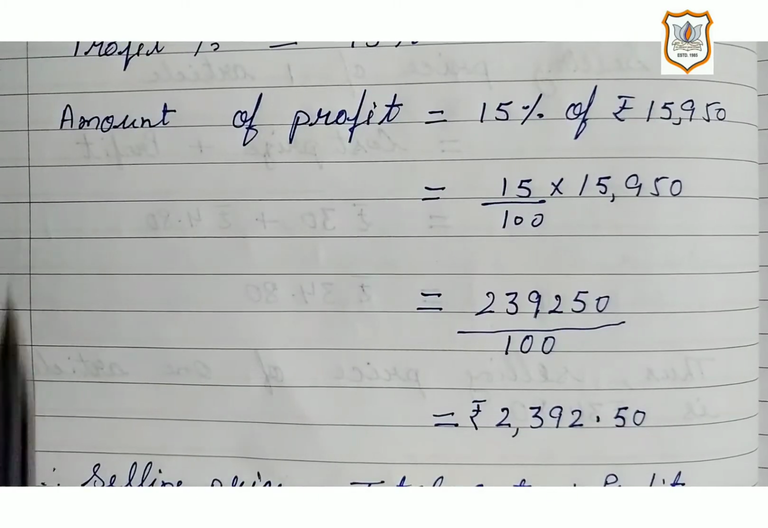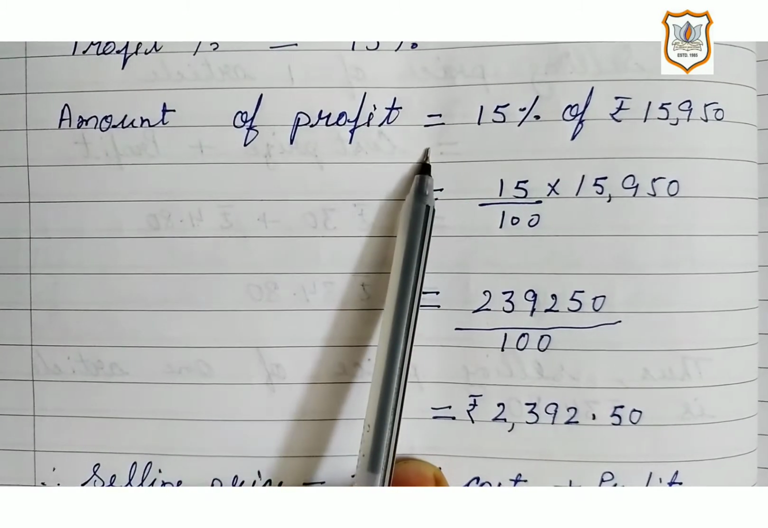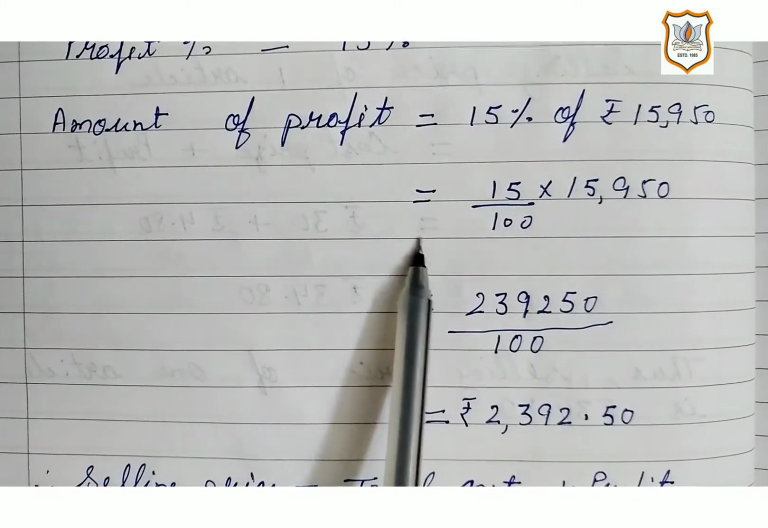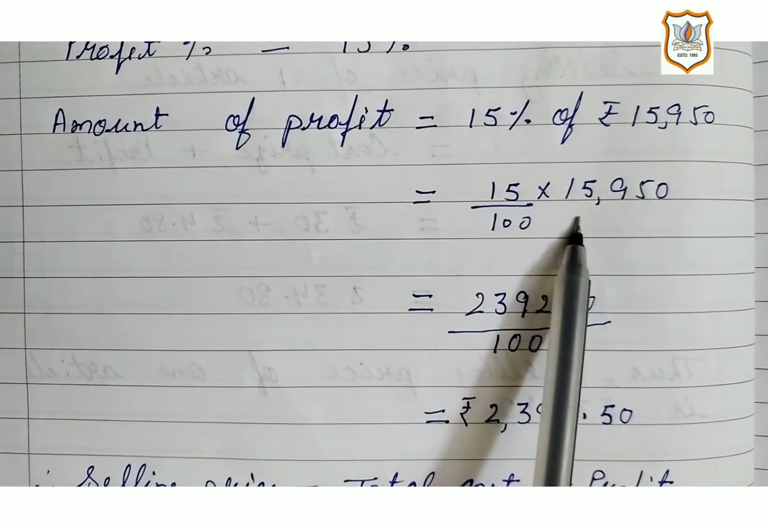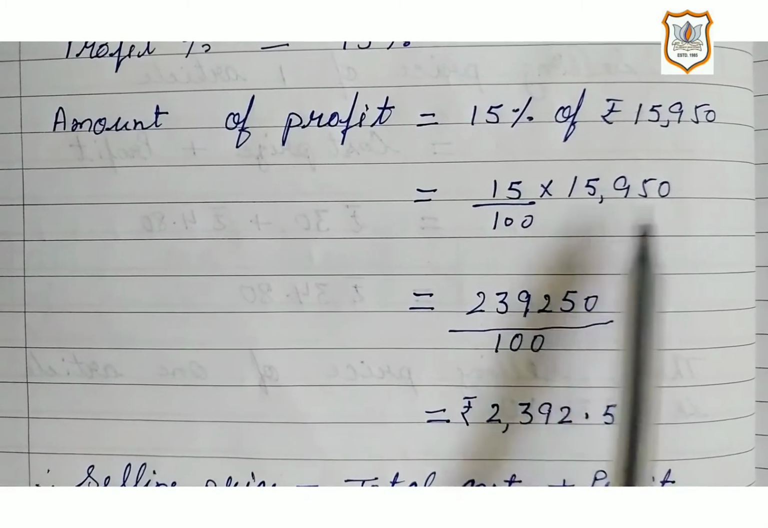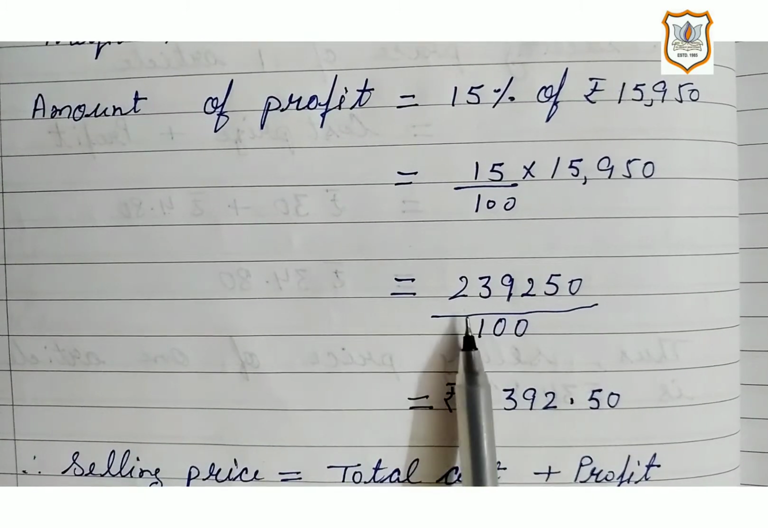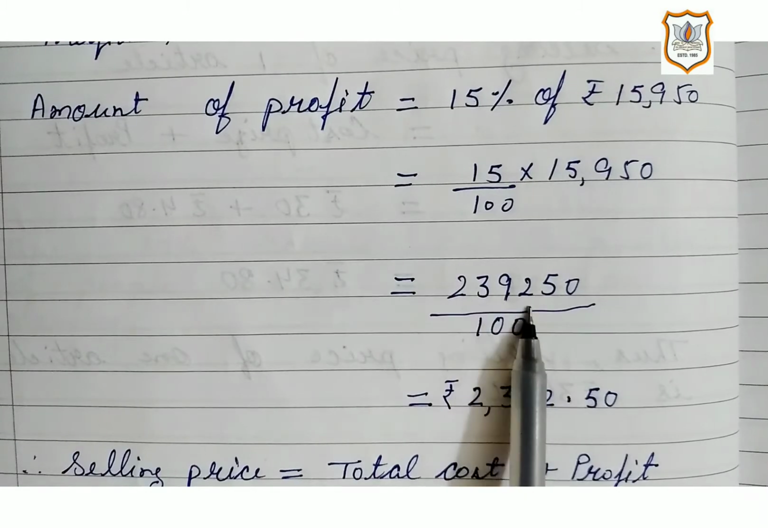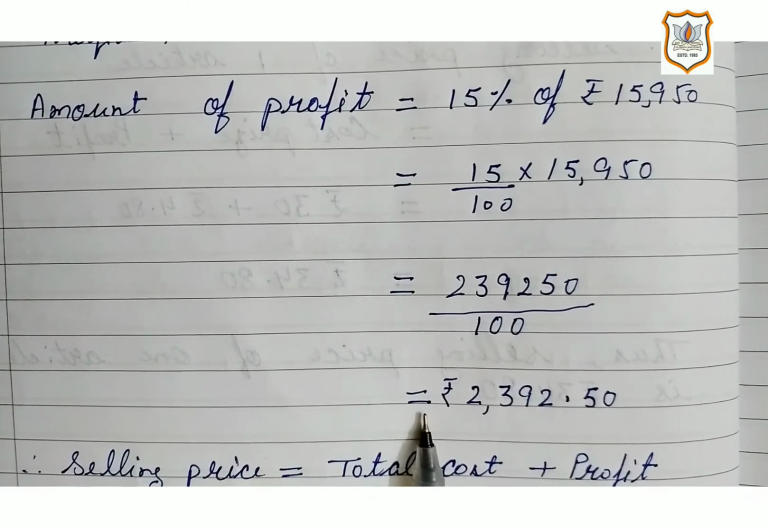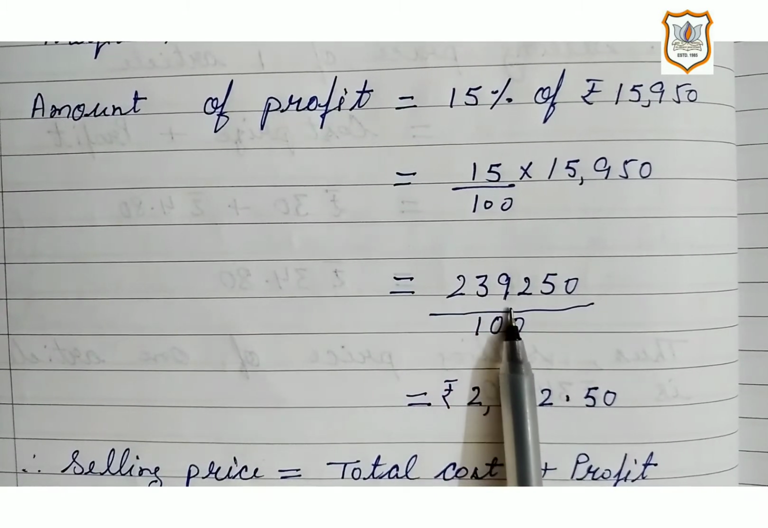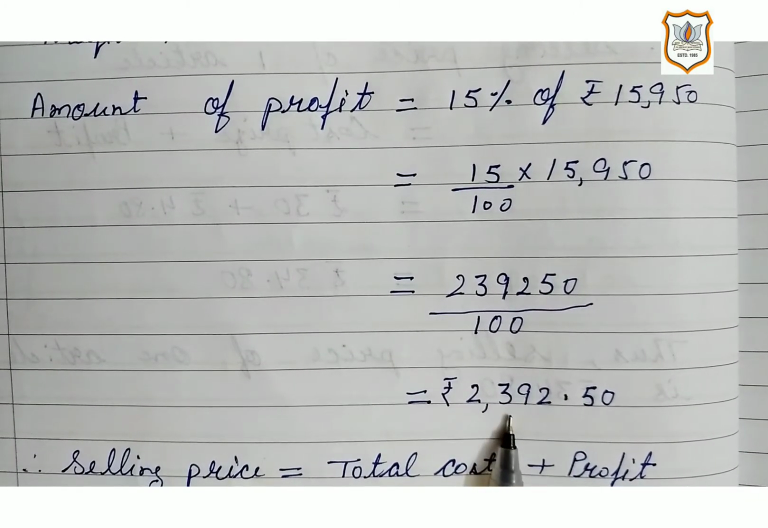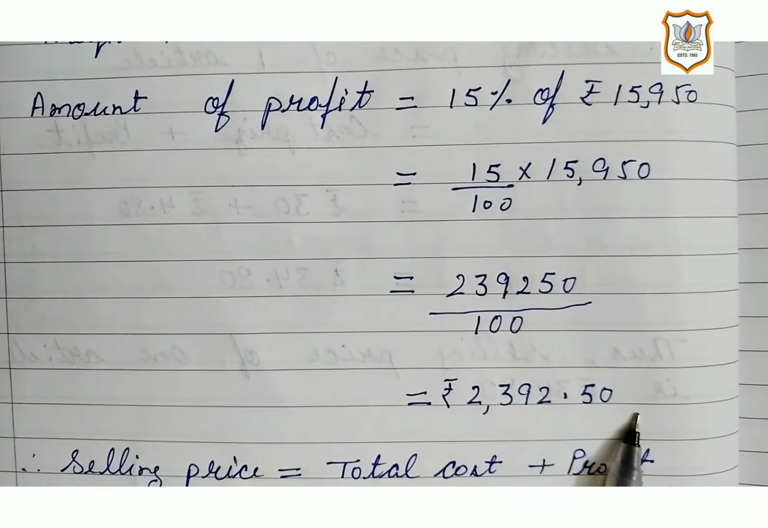Now, the amount of profit is equal to 15% of rupees 15,950, is equal to 15 upon 100 multiply 15,950. When we multiply 15,950 by 15, we get 2,39,250 upon 100, is equal to, when we divide 2,39,250 by 100, we get rupees 2,392.50.